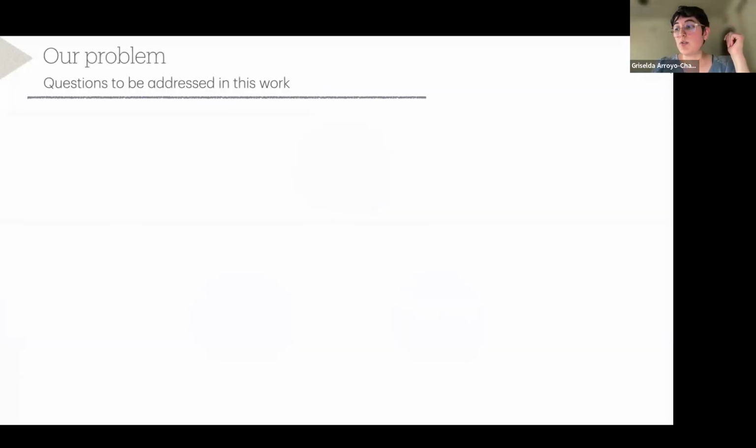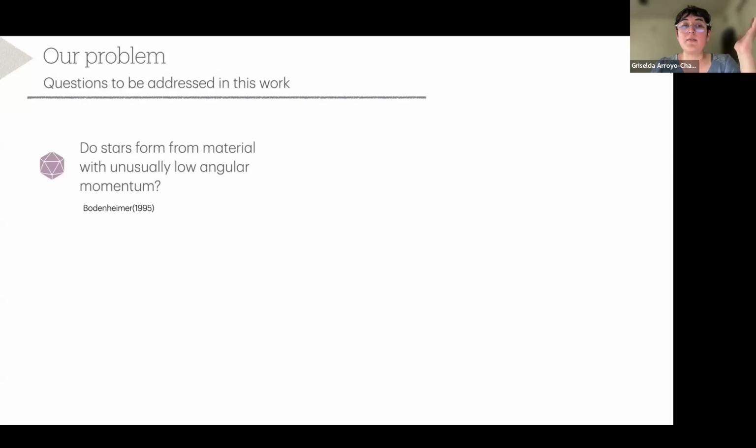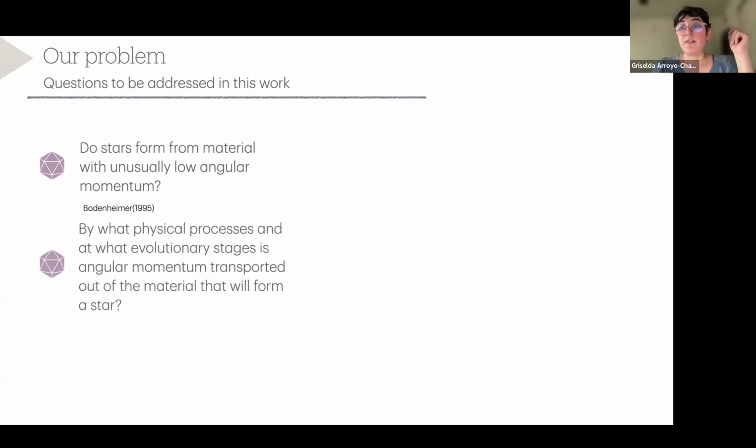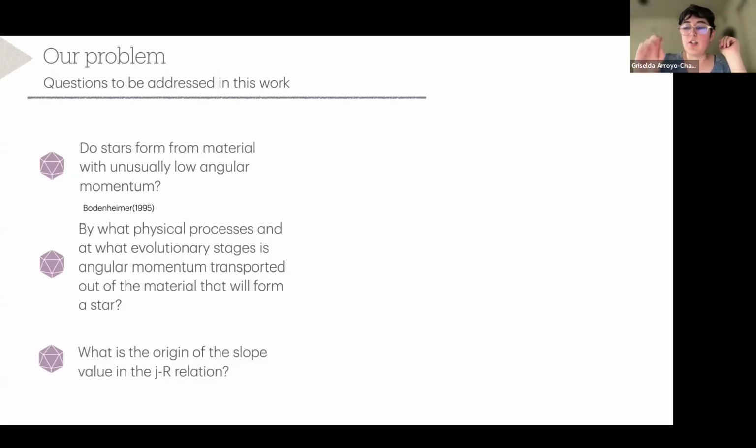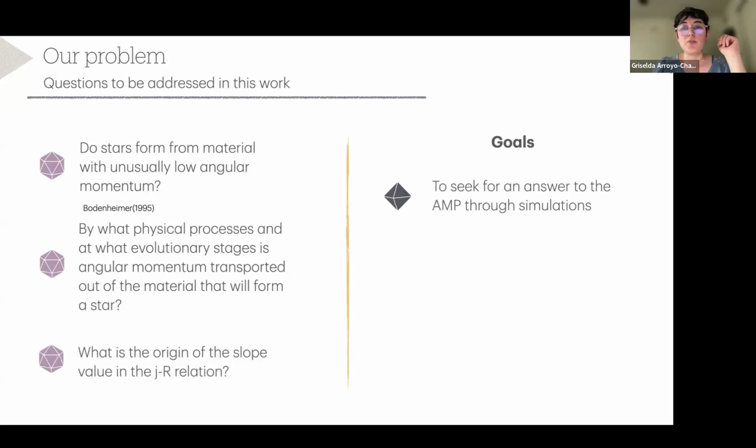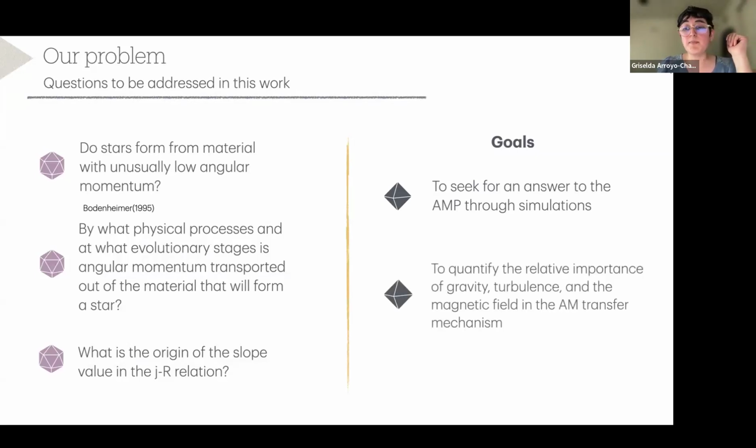So the questions we want to solve here are, first, if stars form from material with unusually low angular momentum, by what physical process and at what stage are we losing this angular momentum? This angular momentum is being transported out of the cloud, out of the clump. And we want to understand the origin of this J-R relation, specifically this 1.5 slope. Our goal is to try to offer an explanation for the angular momentum problem using numerical simulations, but also to quantify the relative importance of these three ingredients: gravity, turbulence, and magnetic field.